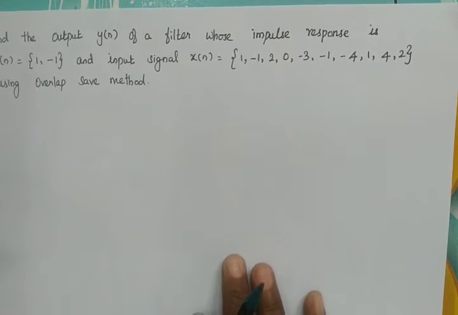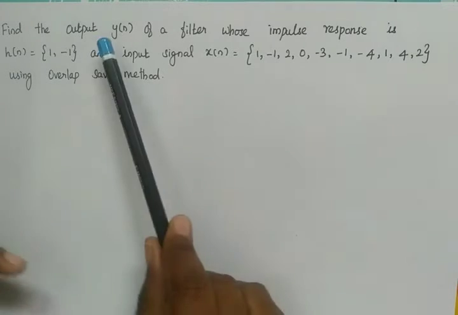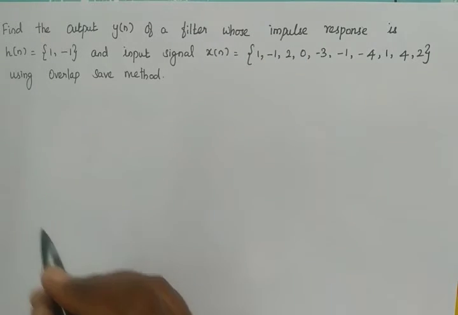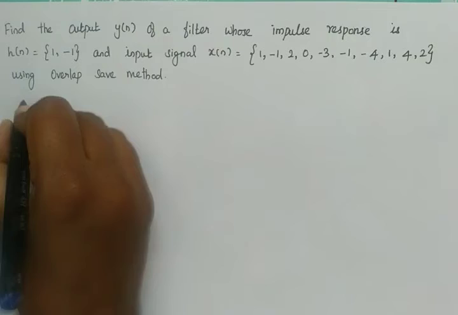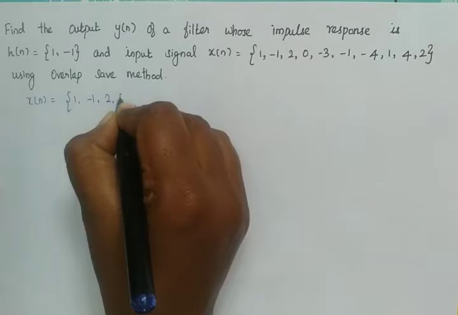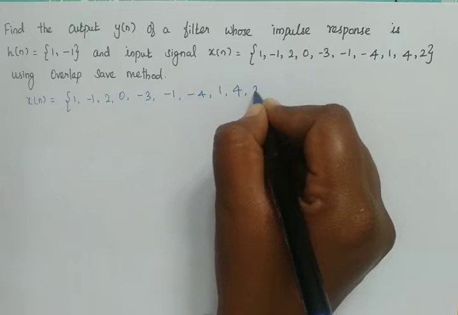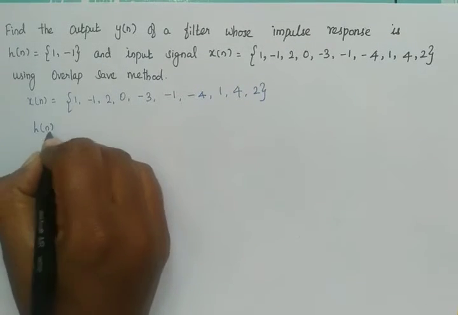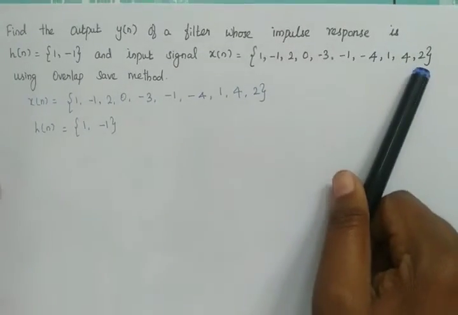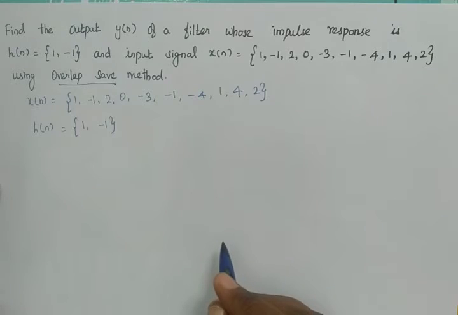The same thing which we used for the overlap add method. Now see here. Find the output y of n of a filter whose impulse response is h of n equal to 1, minus 1, and the input signal x of n is equal to this sequence: 1, minus 1, 2, 0, minus 3, minus 1, minus 4, 1, 4, 2, using the overlap save method. So they have asked us to solve by using the overlap save method.